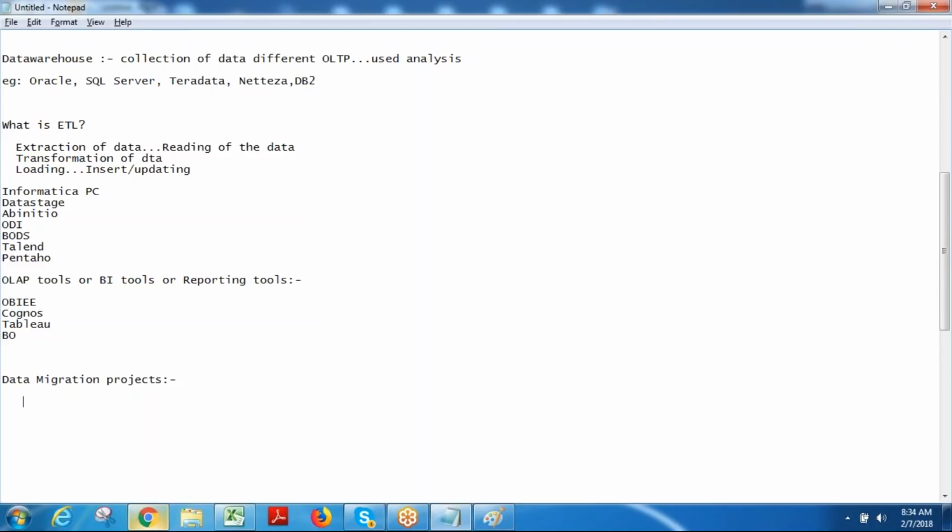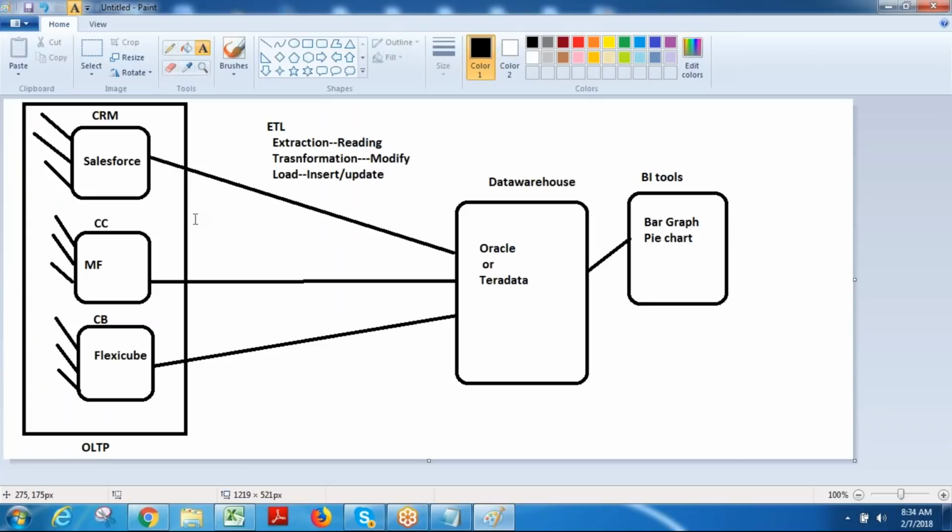So suppose, let's say, Bank of America was using, if you talk about, let's say, 4 years before, Siebel, which was a top rated CRM in the world before Salesforce evolved. So now the Siebel CRM is outdated, and slowly Salesforce has taken over the complete market.